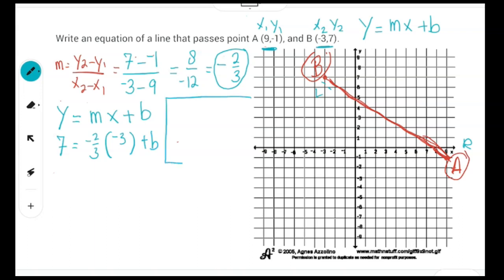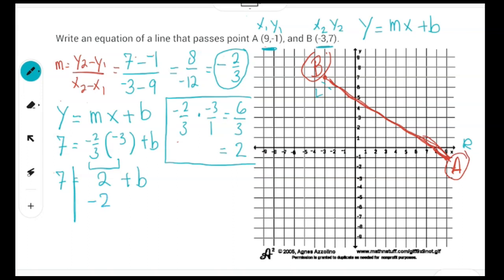I'm going to multiply m times x: -2/3 times -3/1. Just change it into a fraction, then we can multiply across. -2 times -3 is +6 divided by 3. It's going to be 2. So 7 equals 2 plus b. We're going to isolate b because we need to find the value of b.